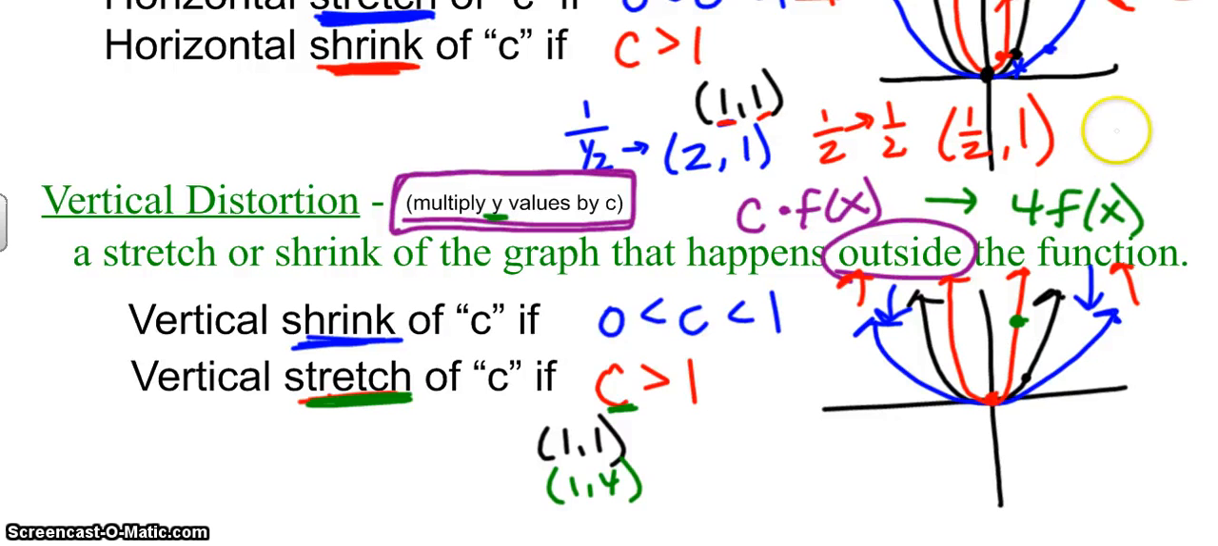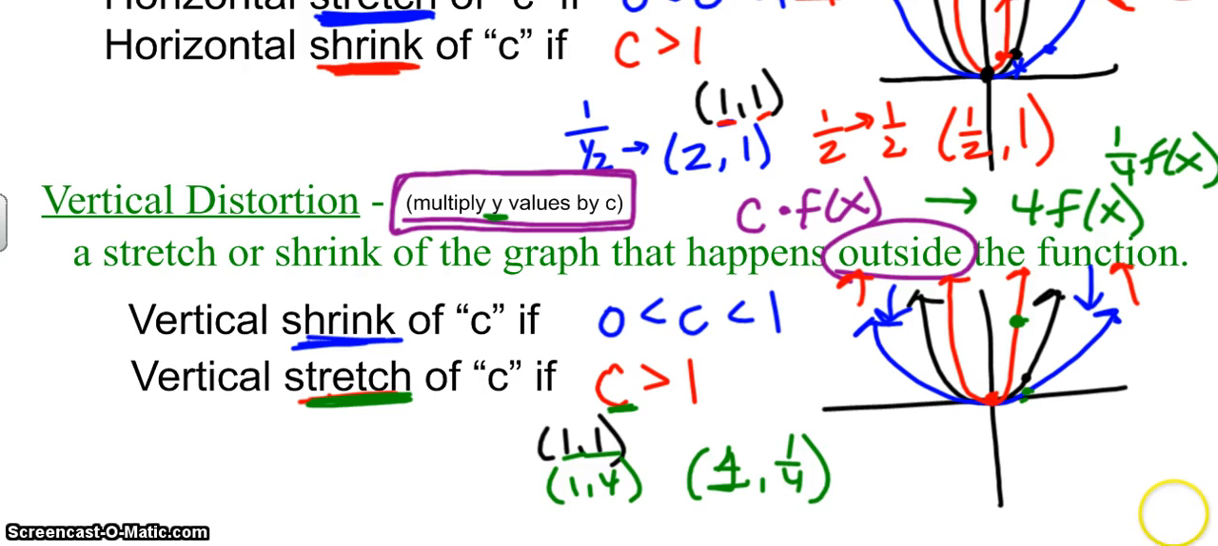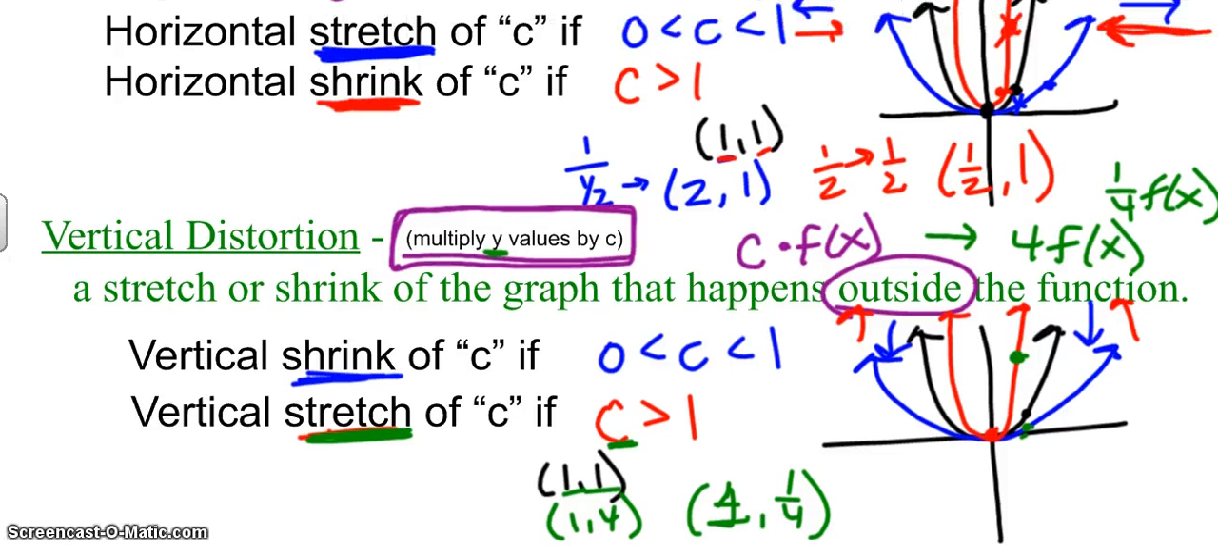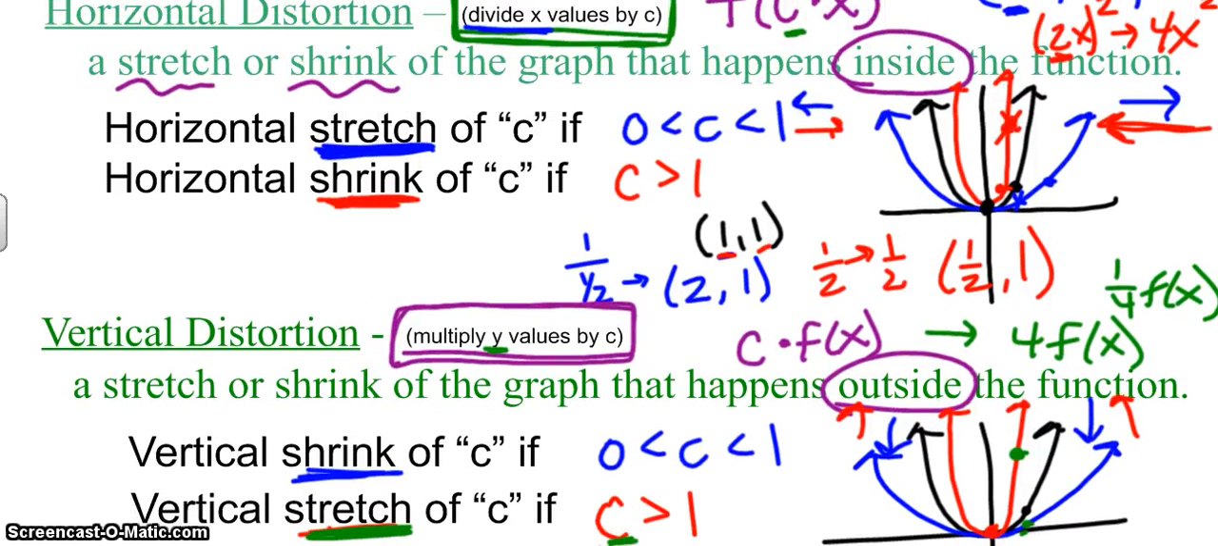If my function were, let's say, 1/4 f of x, I would take my y value and multiply it by a fourth, so over 1 and up 1/4. Horizontal affects x, vertical affects y.